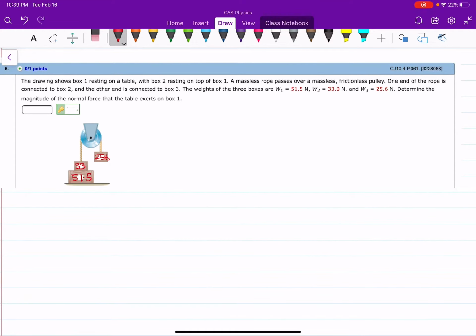So one thing that you should really make sure you see here is that they don't tell you the masses of these objects. They tell you the weights, right? So what they're actually telling you is the force of gravity for the first one is 51.5 newtons. The force of gravity for the second object is 33 newtons. And the force of gravity for the third object is 25.6 newtons. So I've labeled them on here.